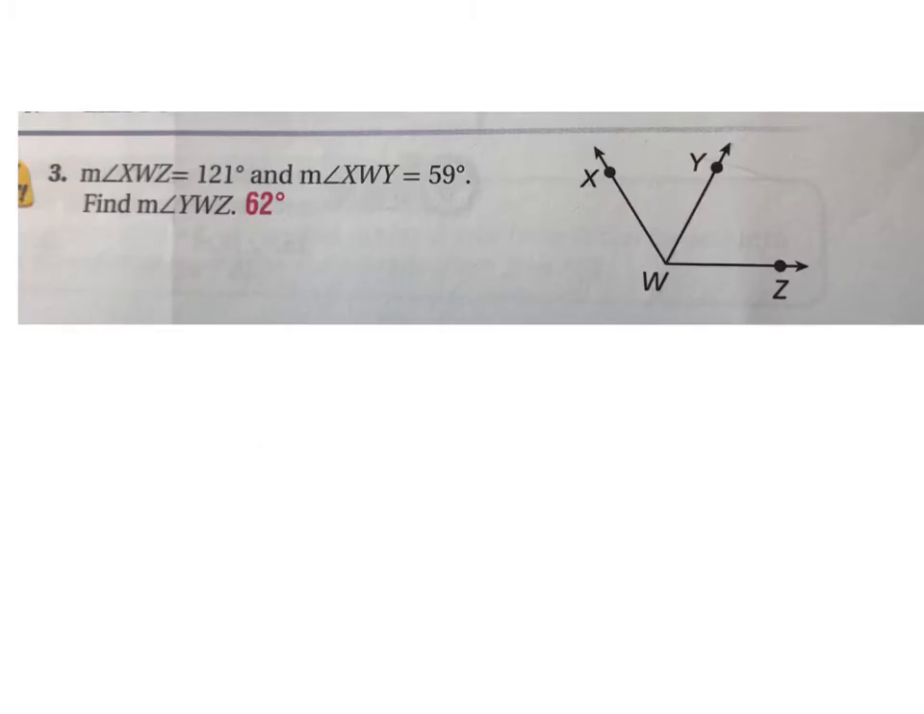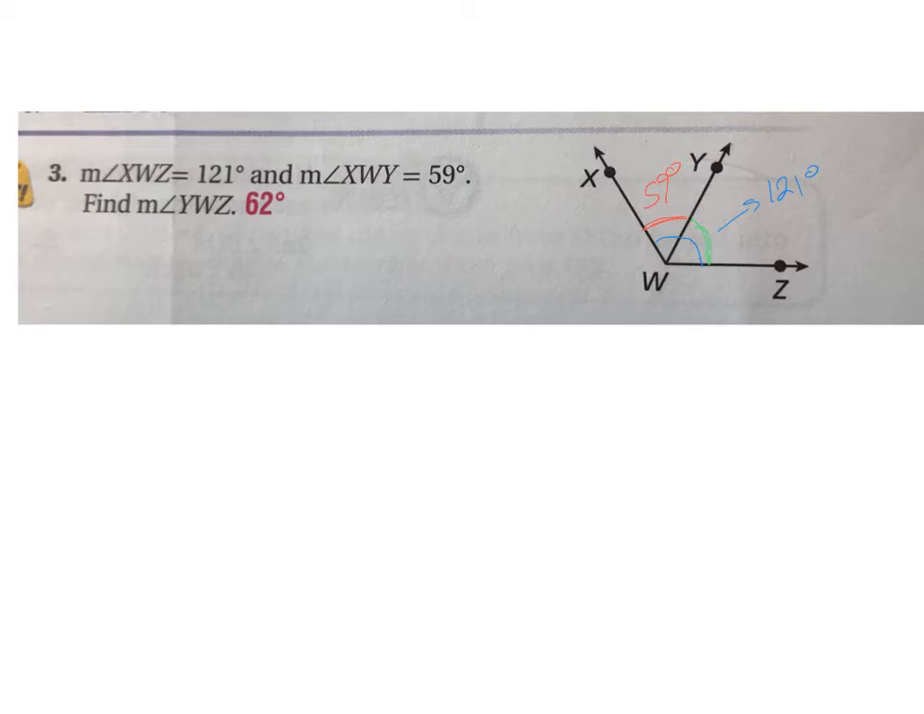Okay, so let's use some of our information. Let's just practice a problem real quickly. So here we have measure of angle XWZ. So that angle is this full angle here. That is going to be 121 degrees. And the measure of XWY, that's just this angle here, is 59 degrees. And we have to figure out YWZ. Okay? So this goes along with our angle addition postulate.